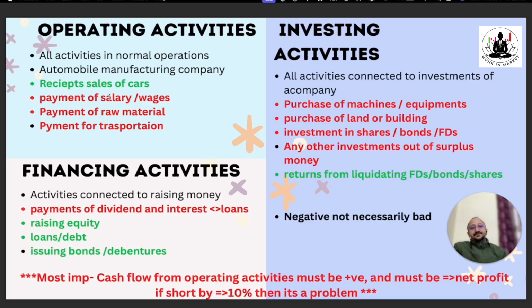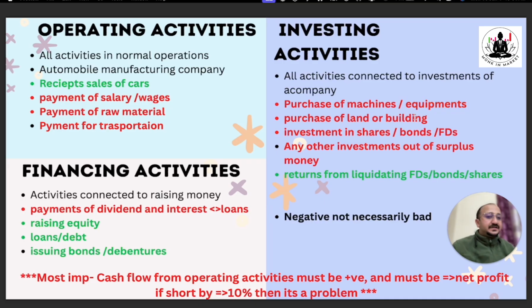All right. Now, investing activity, all the activities connected to the investments of a company. It means the company is doing some kind of investments. If these are in red color, it means purchase of some machines. It means I have some extra money in my hand. What can I do? I can use it for expansion. So I am buying new machines, new equipment.